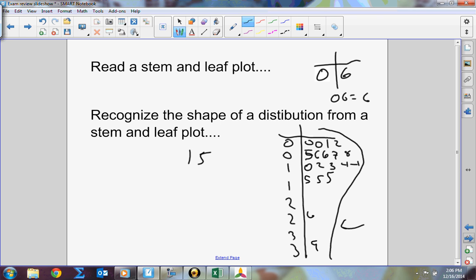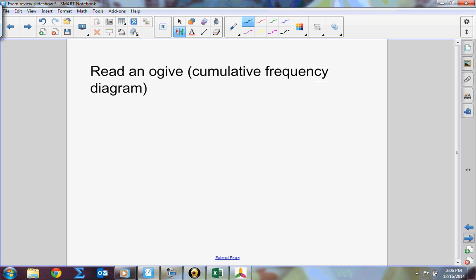Oh, let's see what else we got. Read an ogive, which is a cumulative frequency diagram. So remember, ogives look like this.